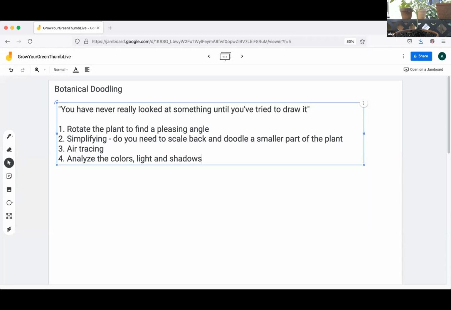If you squint with your eyes, you can get an idea of what are the brighter parts of the plant and what are the darker parts. Okay, that's going to give us an idea of light and shadow. And then also take a look at the leaves and the stem.